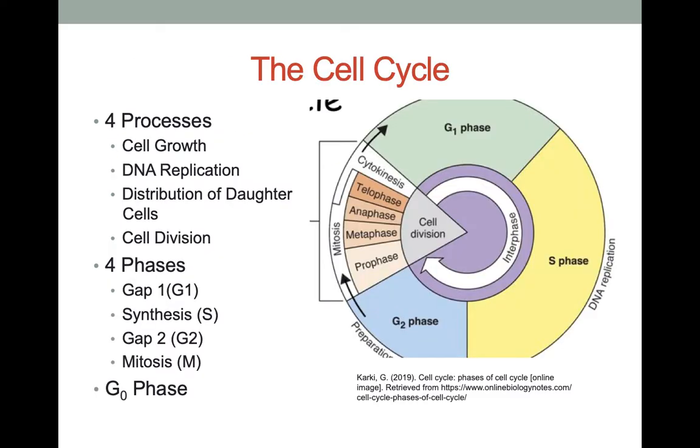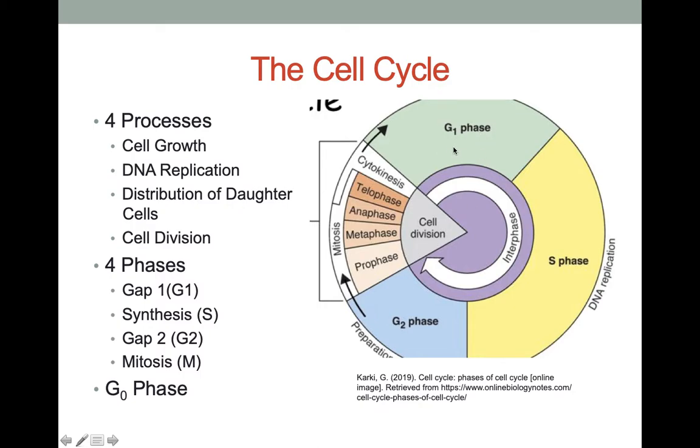So if we look at the cell cycle, it is the mechanism by which the cell grows, replicates its DNA, distributes those replicated DNA or daughter chromosomes into daughter cells, and then goes through the cell division process. Overall, there's kind of like two parts to the cell cycle. We have interphase, and then we have mitosis. Between those two areas, there are four phases the cell will go through. We have the three interphase parts and the one mitosis.